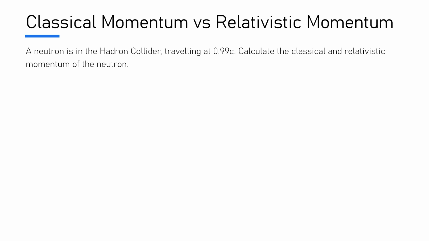I want to use this problem to highlight. So the question says that we have a neutron in the Hadron Collider traveling at 0.99 the speed of light, and we're being asked to calculate the classical and relativistic momentum of the neutron. So for the classical solution, we're going to be using the formula p equals mv. And for the relativistic solution, we're going to need to use our relativistically adjusted momentum.